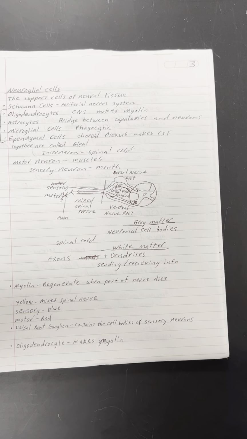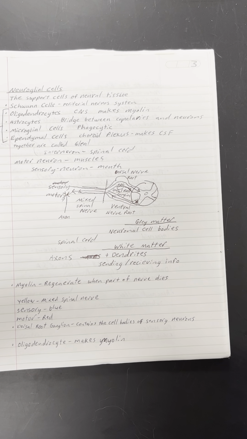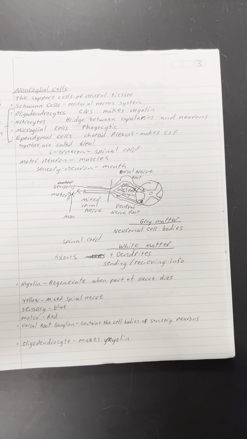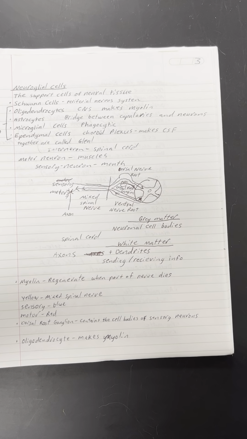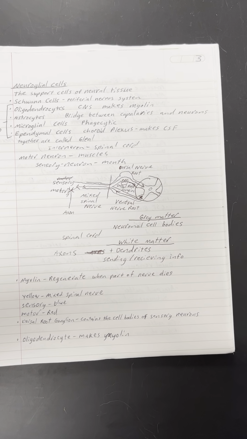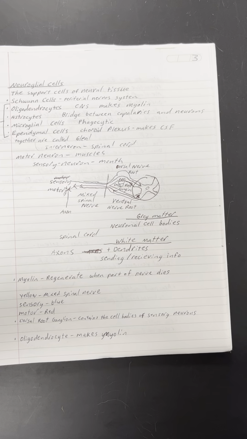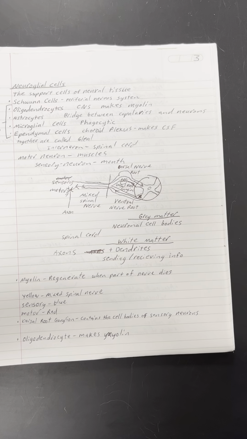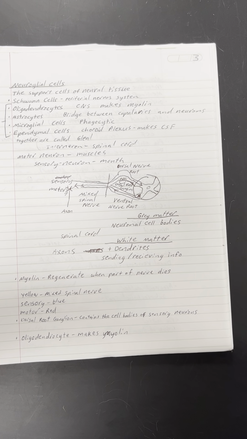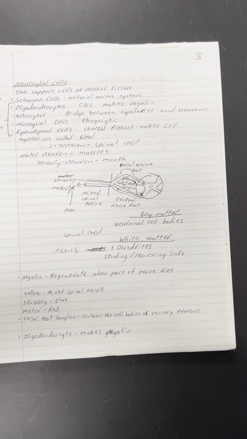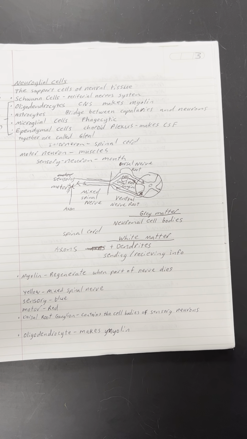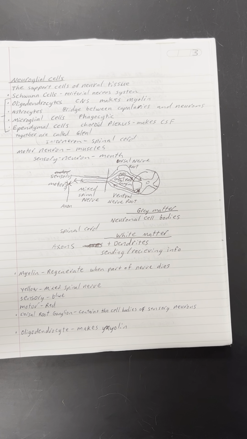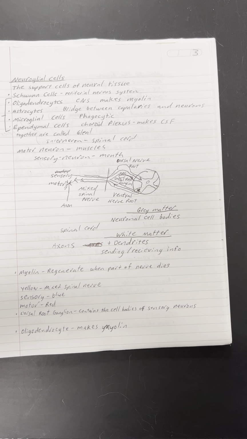Astrocytes bridge between capillaries and neurons. Microglial cells are phagocytic. Ependymal cells, choroid plexus, make CSF. Together they are called glial cells. Interneuron, spinal cord. Motor neuron, muscles.